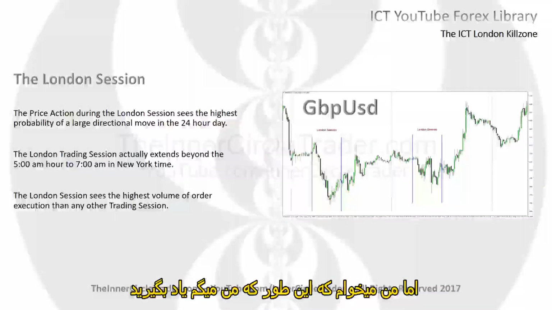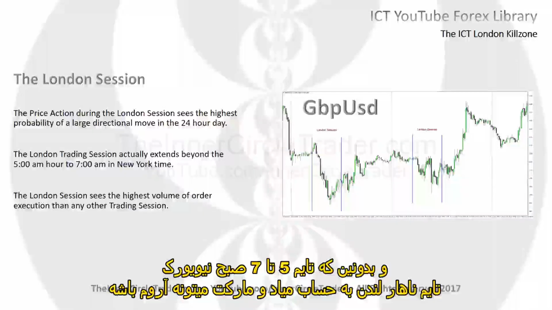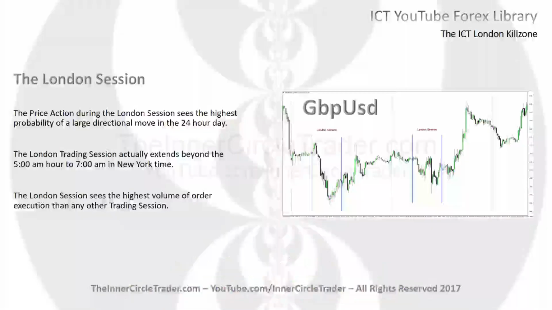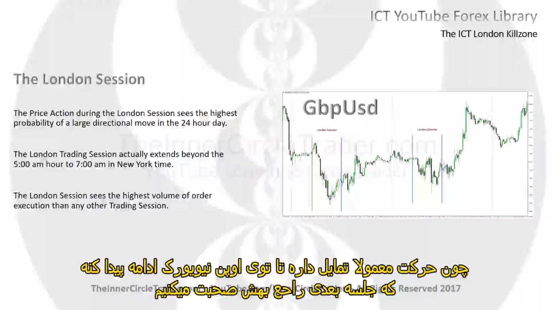Okay, but for the sake of my concepts, I want to graduate over time the significance of 5 o'clock in the morning New York time to 7 o'clock in the morning New York time, which is classically like a London lunch period where it can go quiet, it can have minor little retracements, but I don't like to see any type of entry between 5 o'clock and 7 o'clock in the morning New York time, because it can tend to wait for the New York Open, which we'll cover in our next lesson.